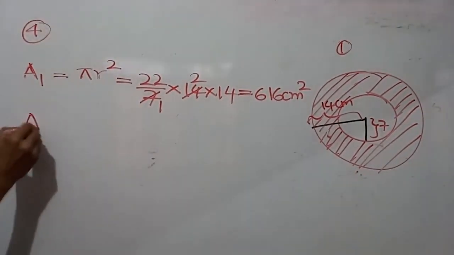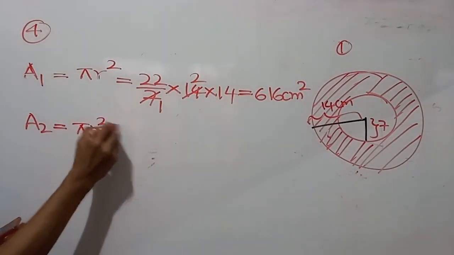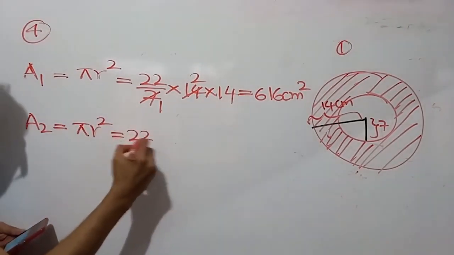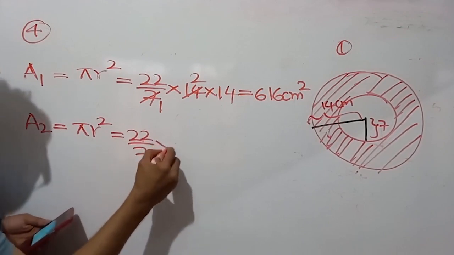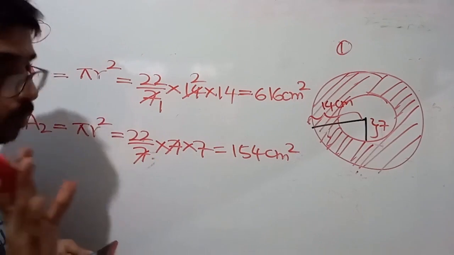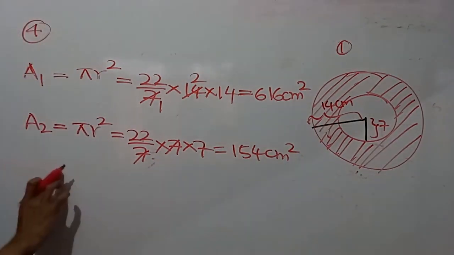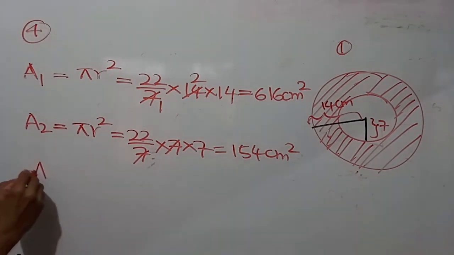Now we will find what? The area of the smaller circle. So that is also 5r squared. So 22 by 7 times 7 times 7. Now what do we have to do? Area of the shaded region. Area of the shaded region equals what?